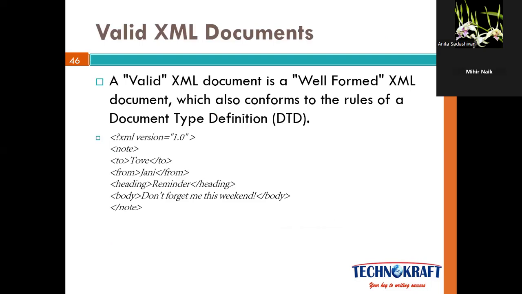A valid XML document is a well-formed XML document which also conforms to the rules of the document type definition, that is the DTD. XML version 1.0, note.